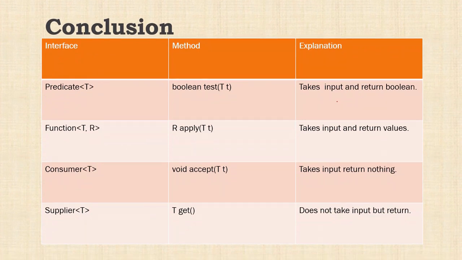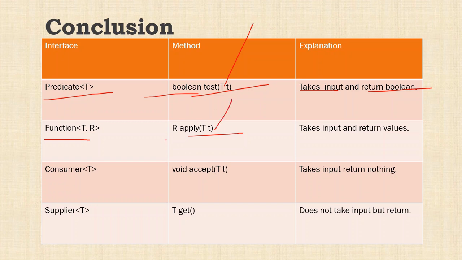Now we are going to see the conclusion of the predicate, function, consumer and supplier interfaces. I'm trying to make you understand in easy language. This will be the interface Predicate. Inside the predicate there is a test method which takes input and returns boolean. In the Function interface there is only one method, which is apply. It takes one input and returns a result, or output.